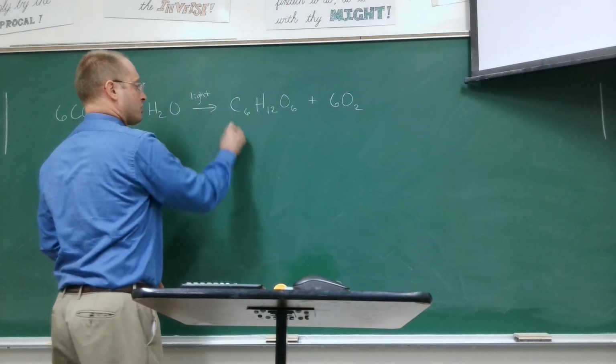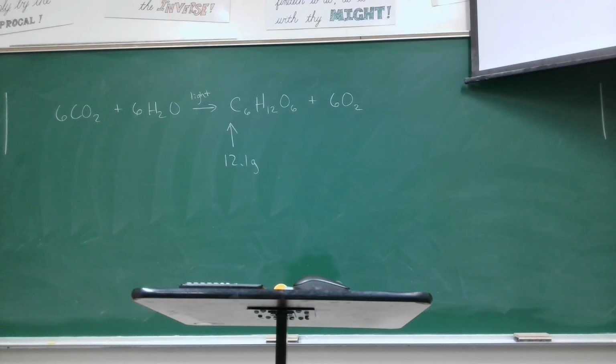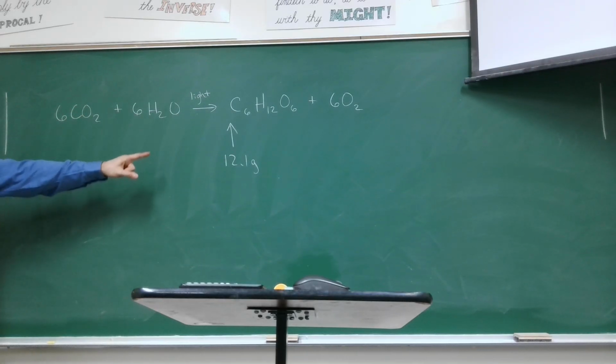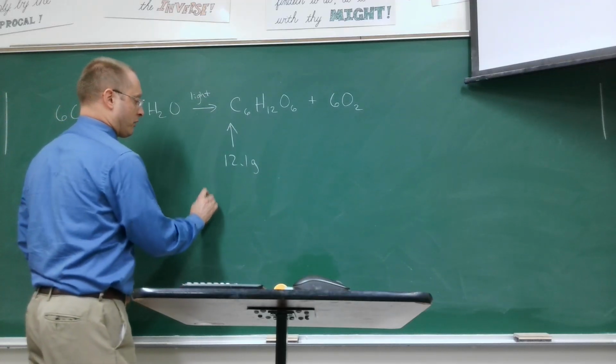All right, so part A tells us that we want to produce what, Tyler? 12.1 grams of glucose. There's just one problem. Grams isn't what it's all about, class. It's all about moles. Grams doesn't do anything for me, except I could figure out how many moles if I knew the molar mass. So let's figure this out real quick.